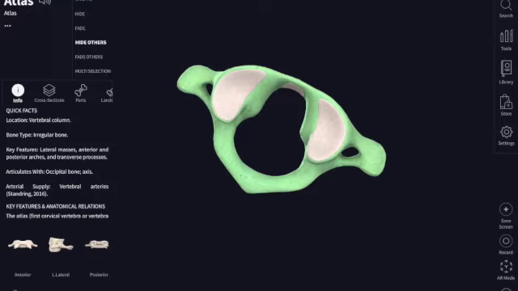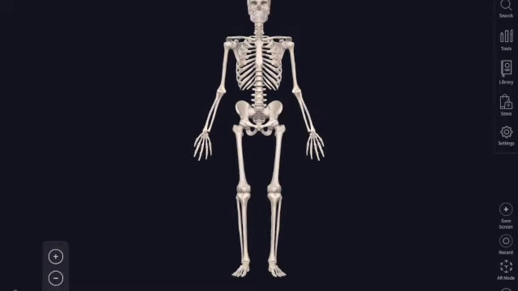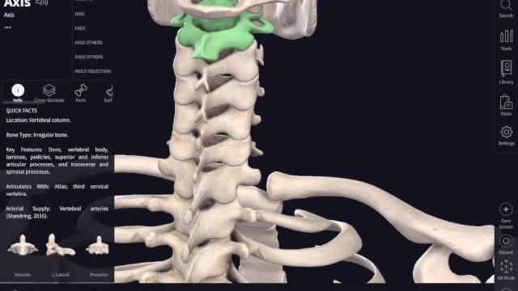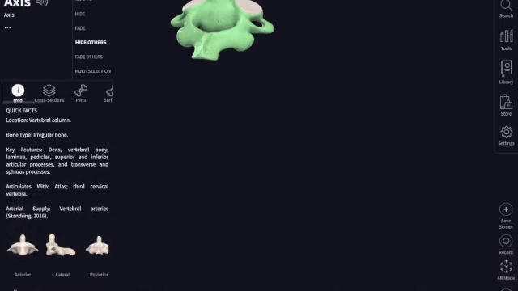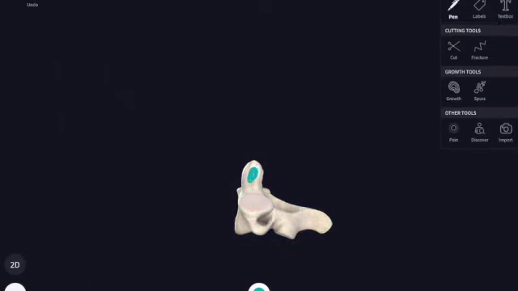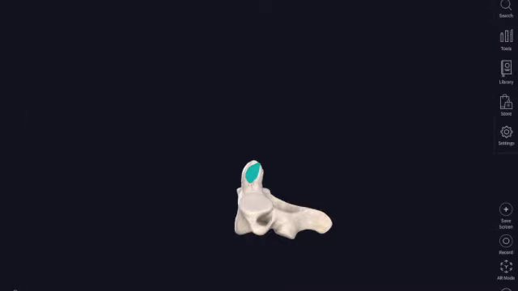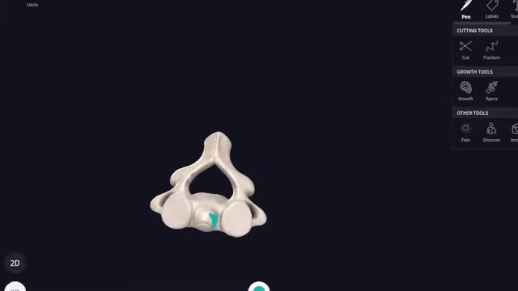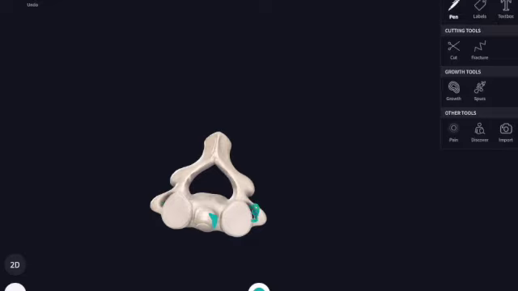The next unique cervical vertebrae is the axis, so that's the second one. This one is pretty easily identifiable because of the dens, or the odontoid process, which is that piece up there. Once again, you can see the transverse foramen out on these sides, and then this is the vertebral foramen.